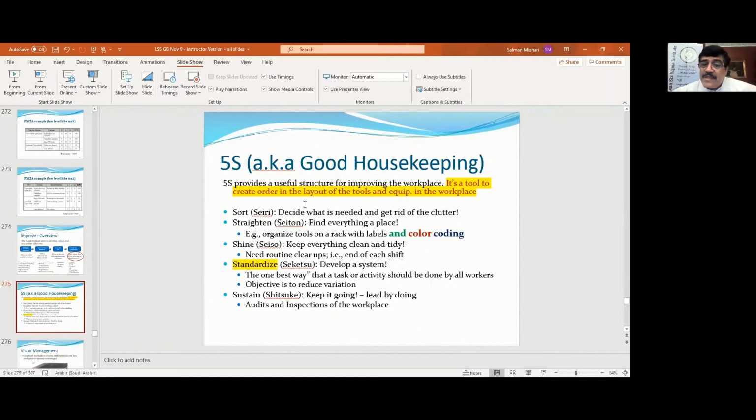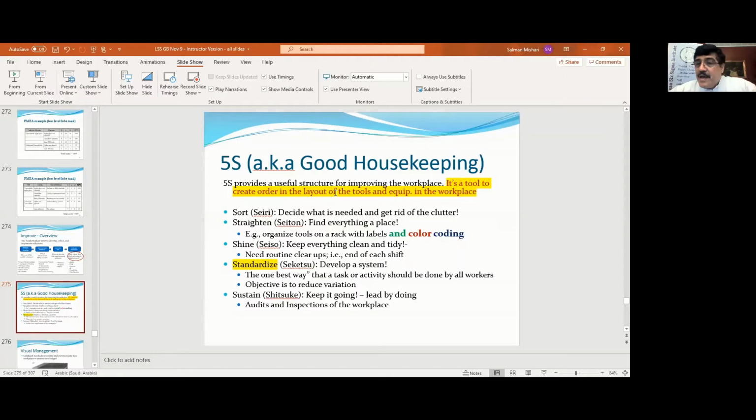Basically, what 5S is, it's a useful structure for improving the workplace. It's a tool to create order. It's such a powerful tool, and I think almost everybody does this. You come to your office and you decide one day that I really need to do a 5S. Sometimes we know that we're doing a 5S, or sometimes we don't know. Maybe we're doing 3 or 4 S's or something. But let's go over the meaning of these 5 S's.